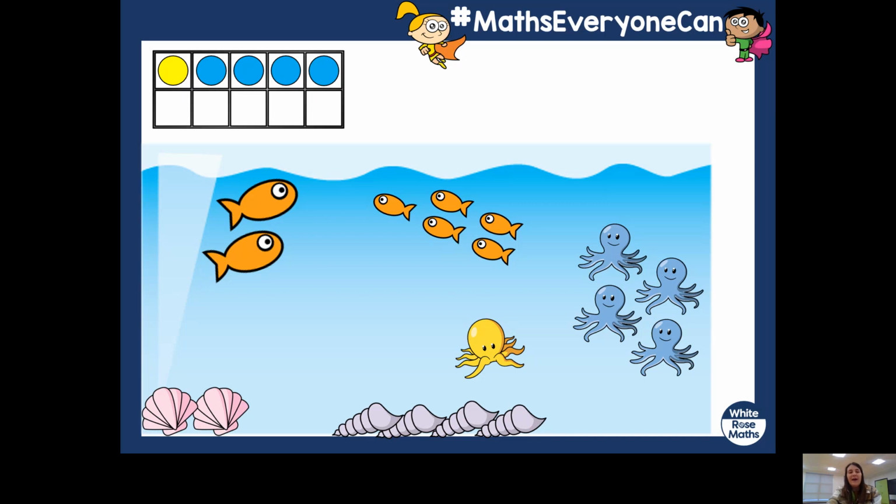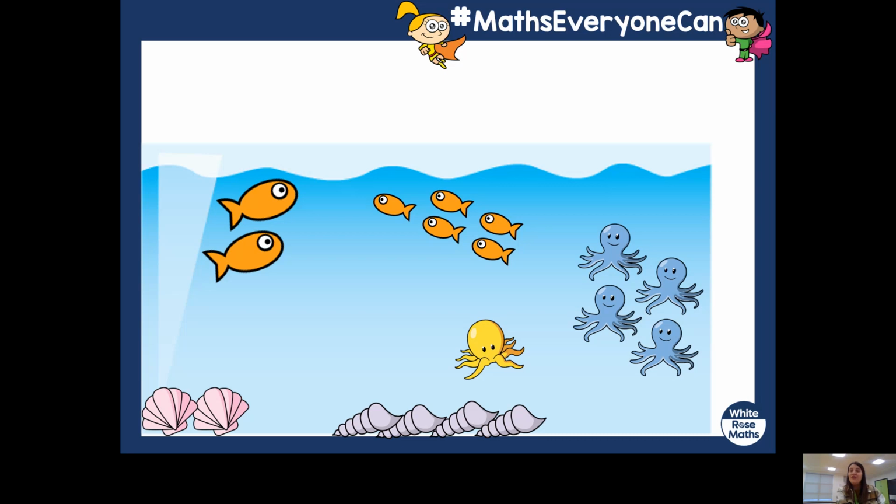Now, if we have a look at our tens frames, it's quick for us to see this because there is one whole 5 frame that has been filled with the counters. So it's been filled with 5, so we know there are 5 altogether.